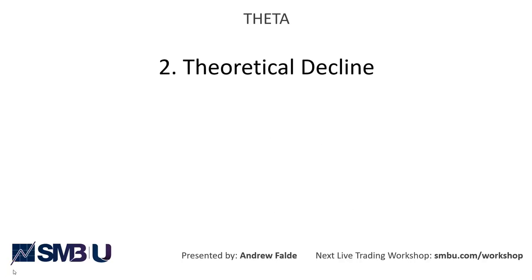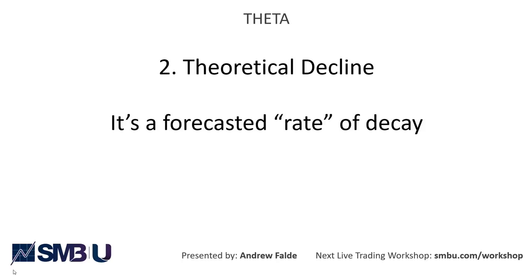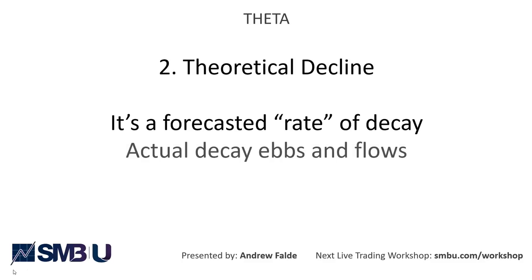Secondly, theta is a theoretical decline. It's not a guarantee, it's not a contract for what the price will be the next day. It's a forecasted rate of decay. If all other variables are removed, this is what's expected to be the change in rate or the change of the price of the option. It's not a guarantee, and it's not something you should actually even expect to see happen because of all those other variables. Actual theta ebbs and flows is how we like to describe it.